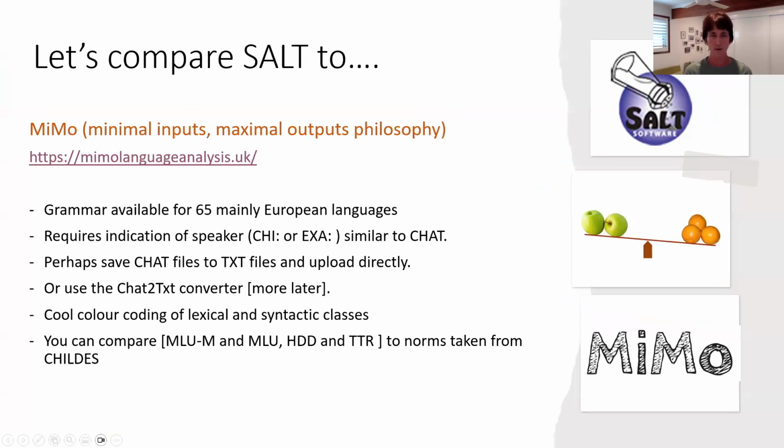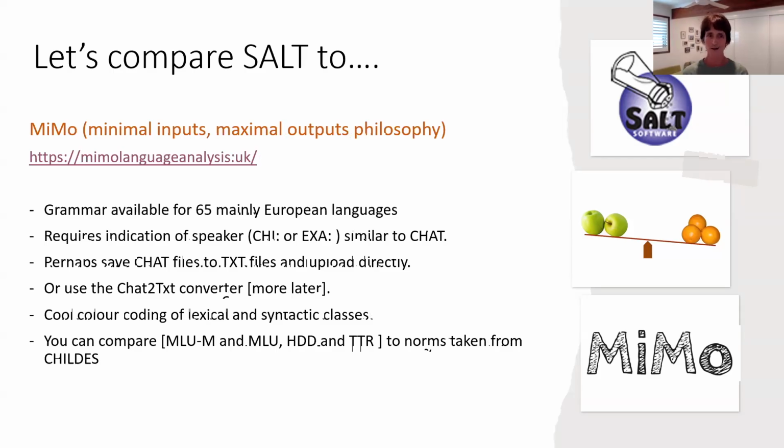Okay, so then let's have a quick look at MIMO. That's quite new. MIMO is actually quite a well-known acronym. It's called Minimal Input, Maximal Output. So that sounds amazing. Their grammar is available for 65 mainly European languages. This is straight from their website, and you see the link there. I suppose you could save CHAT files to text files and upload directly, but it will require a slightly different way of uploading it. And I'll show you one example in a minute.